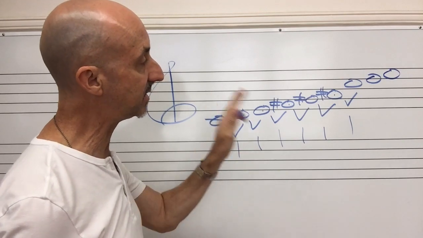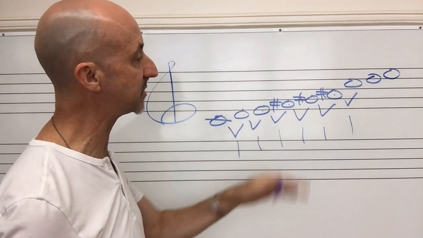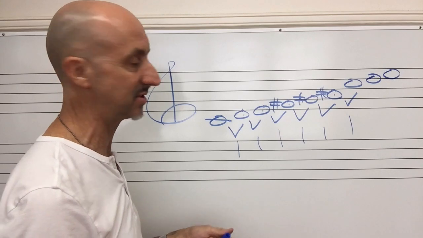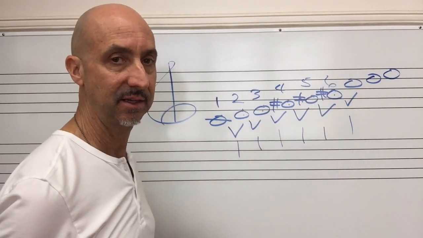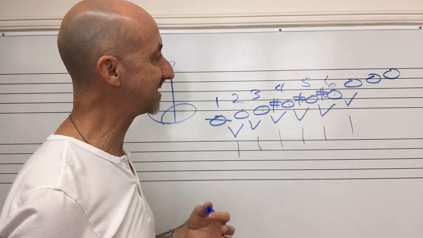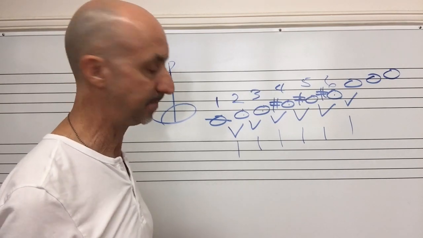So really, I look at it this way. If we learn a C whole tone scale, don't we really know 6 scales? 1, 2, 3, 4, 5, 6. So it's like you've learned 6 scales for the price of 1.